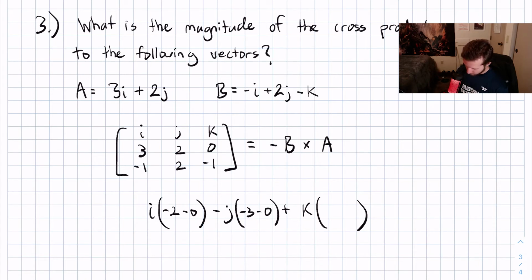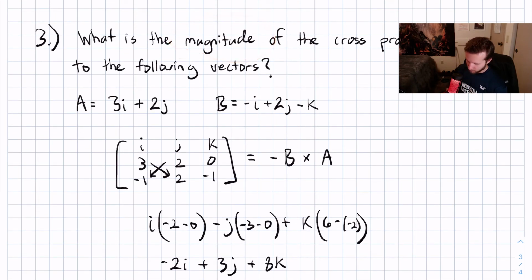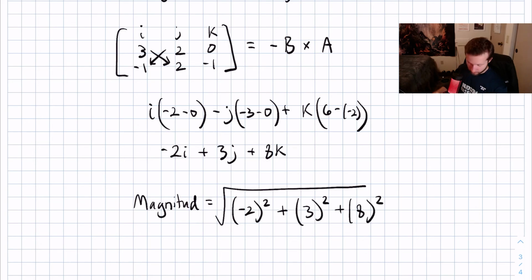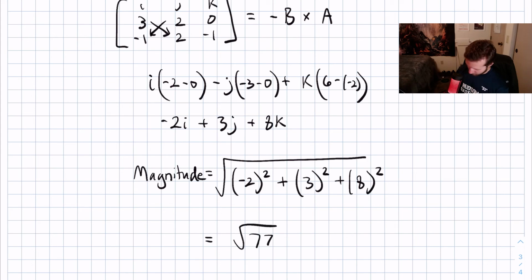Now for k, remember, get rid of k and cross multiply the other two, which will give us 6 minus a -2. What that leaves us with is -2i plus 3j plus 8k. But we have to go back to what the question asks, which is the magnitude, and that is very simple. The magnitude is just the square root of each of them squared. For i, it's -2 squared plus, you have to add them all together, 3 squared plus 8 squared. Oh, I just realized this was magnitude, put an e there. And that will give us the square root of 77.